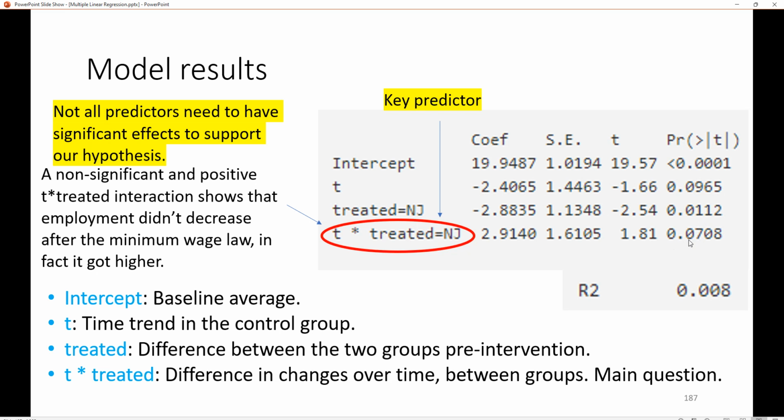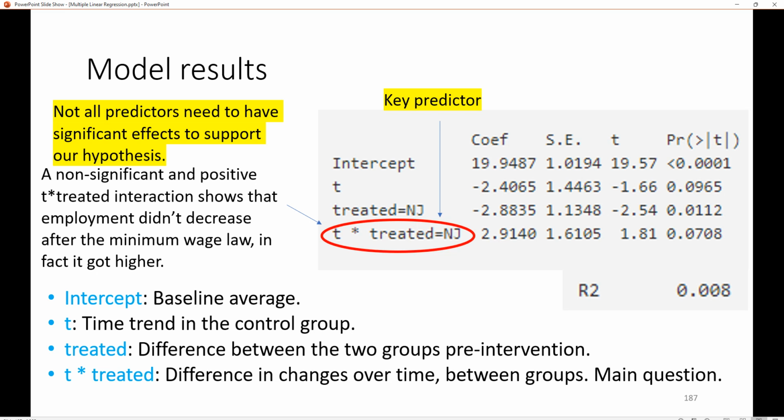The p-value is 0.0708. It's important to note that not all predictors need to have significant effects to support our hypothesis. So a non-significant and positive interaction term shows that employment didn't decrease after the minimum wage law. In fact, it got higher. So when we look at that bottom coefficient, that interaction of time by our treatment group, we see that the coefficient is 2.91.